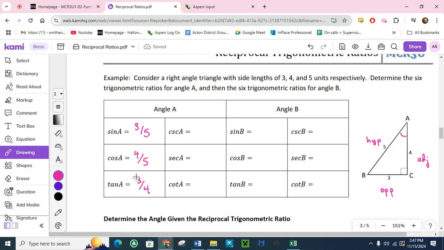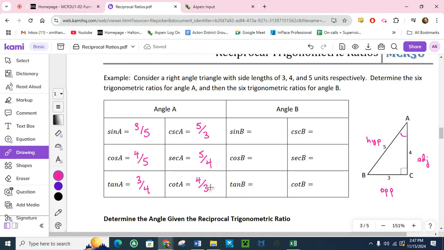Grade 11U today just has to find the reciprocal ratios, but they're just flips. Can you guys flip those three fractions? You now have your three reciprocal ratios. Everybody can do this. I believe in you guys. 5/3, 5/4, and 4/3. That's all there is to it. It's just the reciprocals. It's the flip.